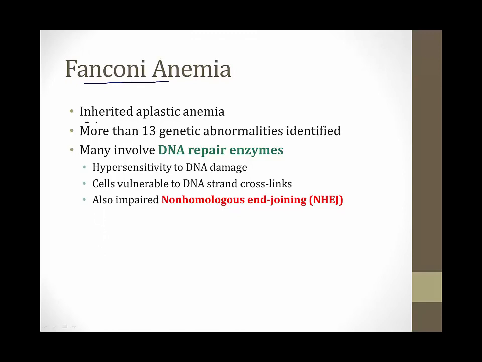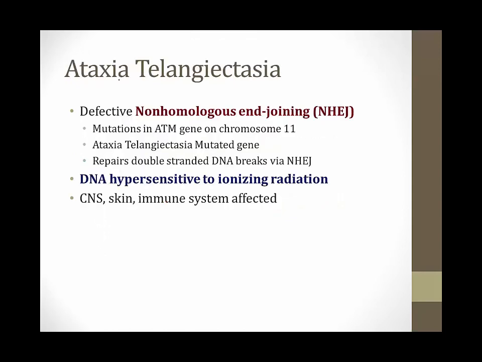It's an inherited form of aplastic anemia, and more than 13 different genetic abnormalities have been described in patients with Fanconi anemia. Most of them involve DNA repair enzymes that lead to cells that are hypersensitive to DNA damage. Some of these systems lead to cells that are vulnerable to cross-linking of DNA, but in addition, there is evidence of impaired non-homologous end joining in many cases of Fanconi anemia. The classic condition, however, related to non-homologous end joining is ataxia telangiectasia.